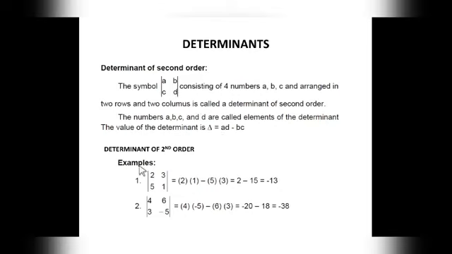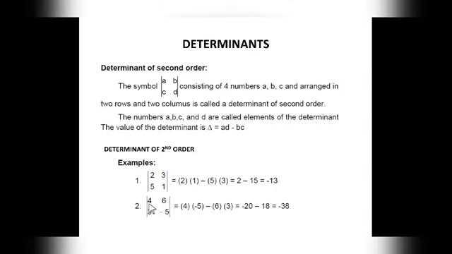Let's solve one example. Here we have one determinant with the elements 2, 3, 5, 1. Now we have to find the value of this determinant by the above said method. 2 should be multiplied with 1 minus 5 should be multiplied with 3. 2 ones are 2, and 5 threes are 15. 2 minus 15 is minus 13.